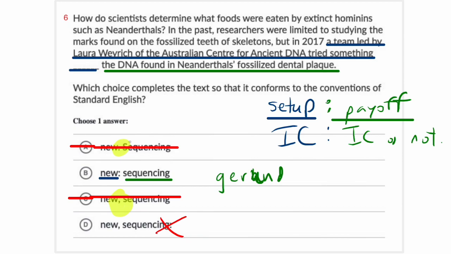We can eliminate all the others for reasons. You don't want to put a colon in the midst of a single phrase. Sequencing the DNA. You're never going to put a colon in the midst of a phrase like that, regardless of what kind of phrase it is.